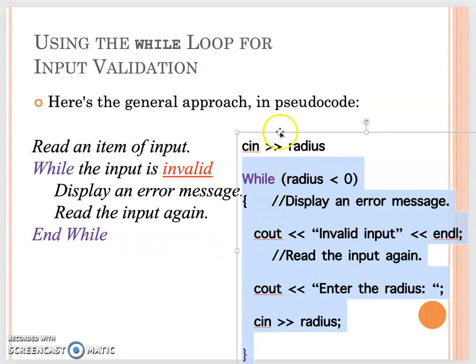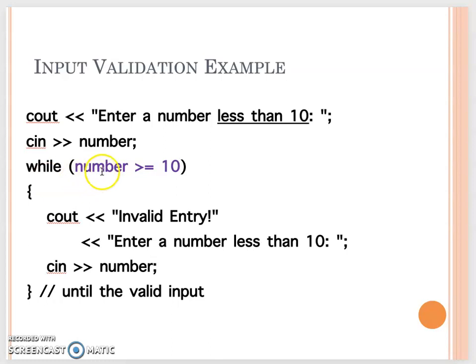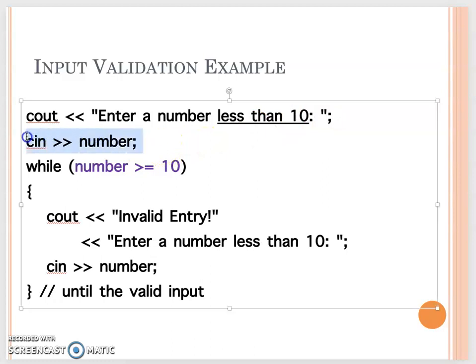So that's the example we wrote in pseudocode, using the example like we have in assignment 5. Then we can see another example. For example, I want to get a number that should be less than 10. So please enter a number less than 10. We cin the number. If it is less than 10, we finish. That's why your while loop condition is for the invalid data.